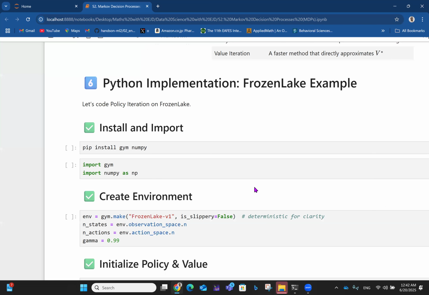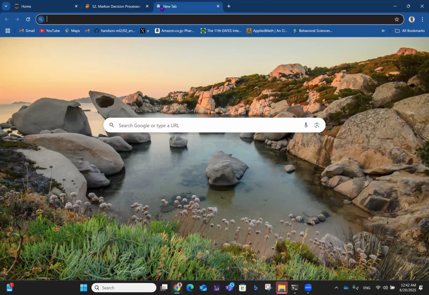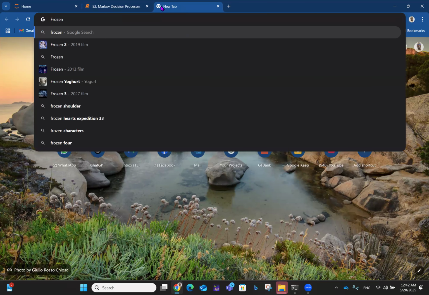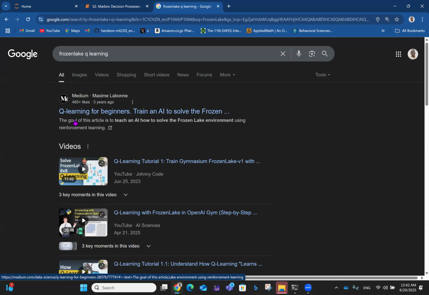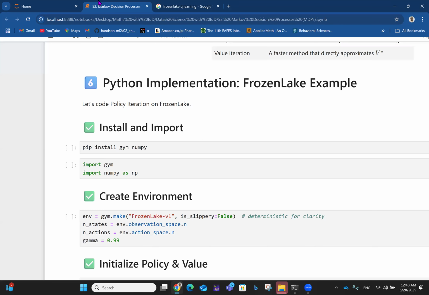Now, let's look at a Python implementation of this. We want to use the FrozenLake example, so let's code policy iteration on FrozenLake. I think it's nice to know something about FrozenLake. Q-learning to train an AI to solve the FrozenLake environment. The goal of this article is to teach an AI how to solve the FrozenLake environment using reinforcement learning. That's the kind of thing we basically want to do here.